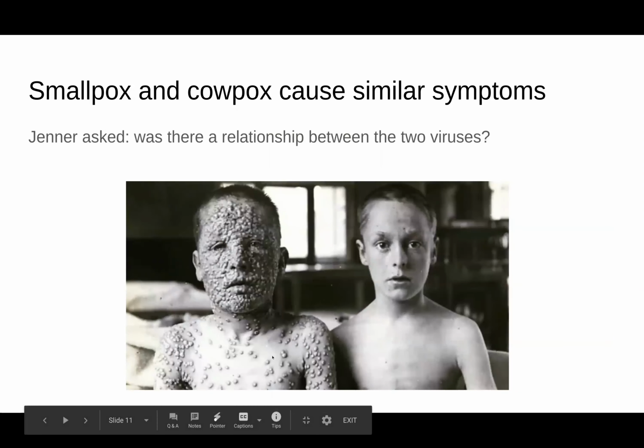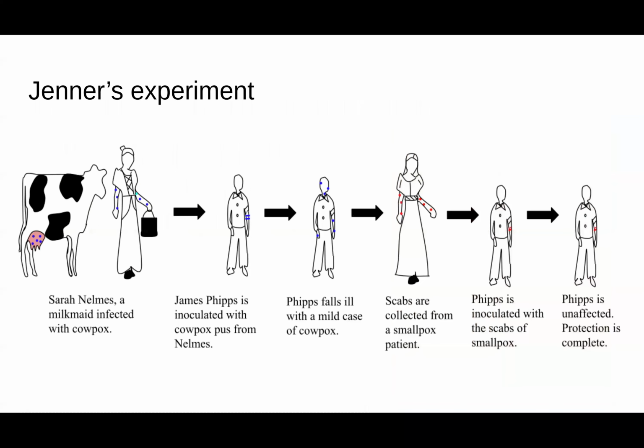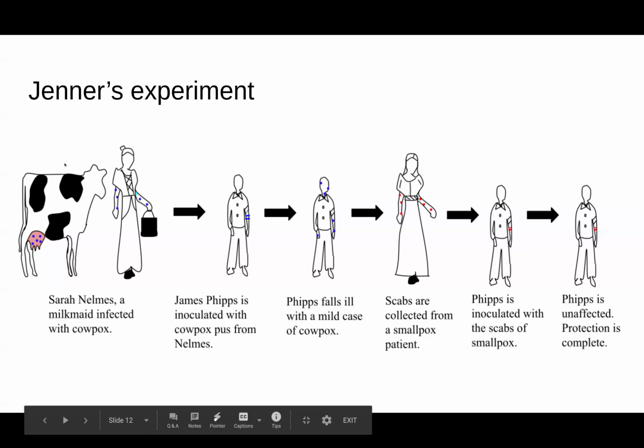So given milkmaids never getting smallpox, given the similarities, given the evolutionary significance of this, Jenner asked the question, was there a relationship between the two viruses? Because he knew milkmaids never got smallpox, but they did get cowpox, so was there a relationship? And so Jenner devised a really simple experiment. He took a woman named Sarah Nelms, a milkmaid infected with cowpox.